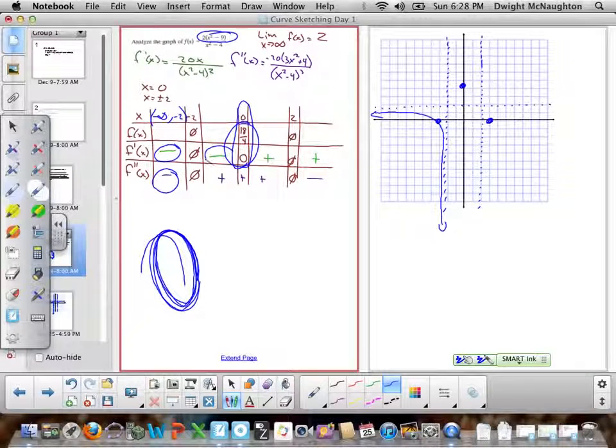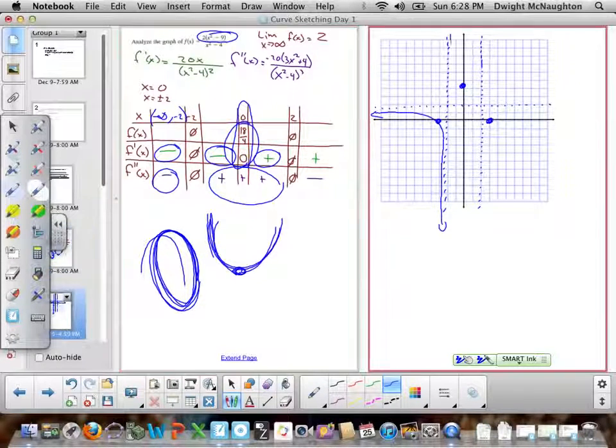Now the next interval, you can see we have a relative minimum at 0. We're decreasing before it, increasing after it, concave up the whole time. There's a relative min, decreasing before, increasing afterwards. Remembering the asymptotes, that's the shape in that interval.